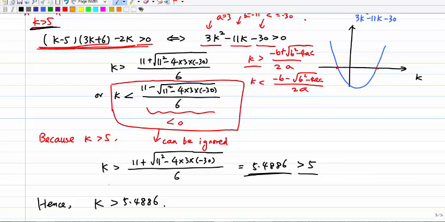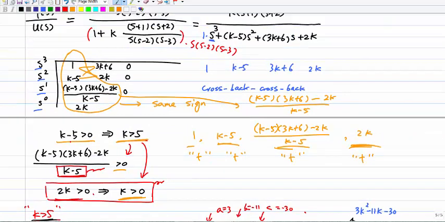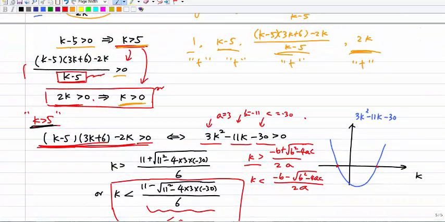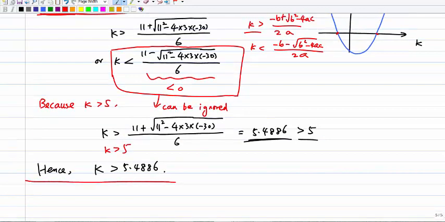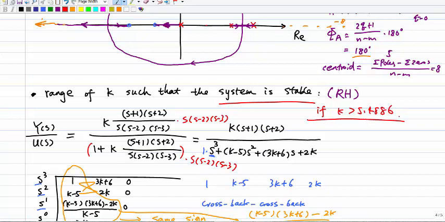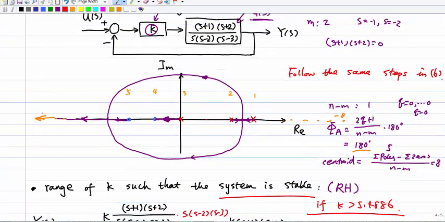If this is combined with k greater than 5, of course, this condition requires k greater than 5, and this one requires k greater than 5.4886. So putting them together means k has to be greater than 5.4886. In other words, going back to the original question, the system is stable if k is greater than 5.4886. Okay, which is consistent with what we observed.